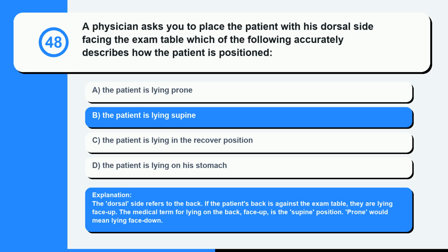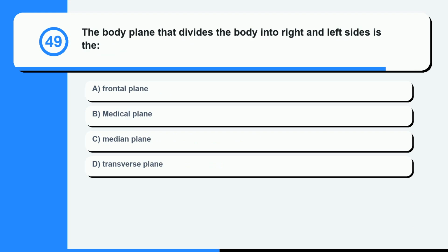Question 47. When a patient is standing in anatomical position, where are his feet? A. Facing forward with the toes spread open. B. Facing out to the sides to open the hips. C. Side by side and facing forward, toes resting comfortably. Or D. The feet are pointed inward. The correct answer is C.